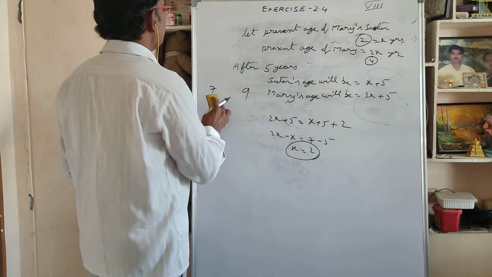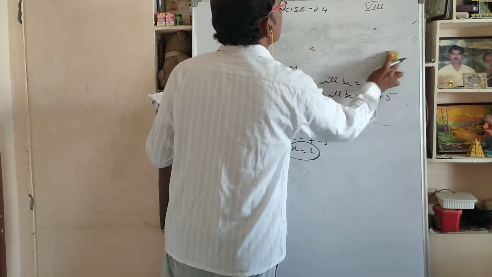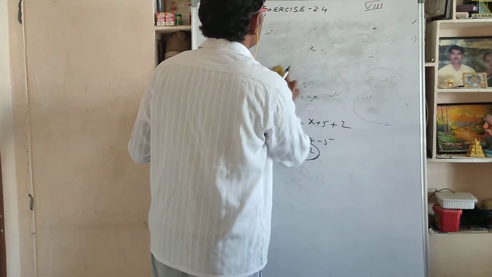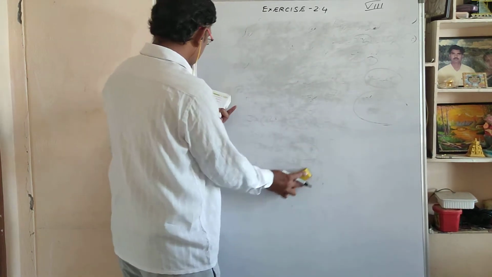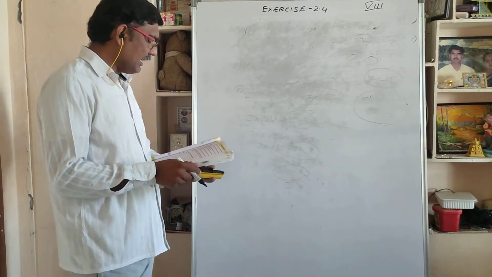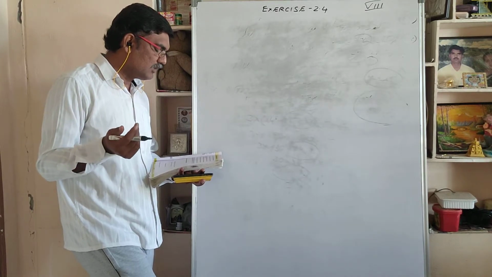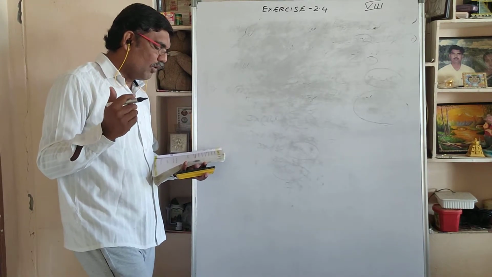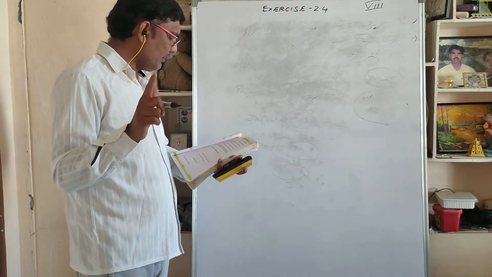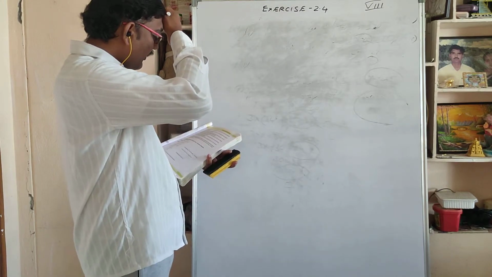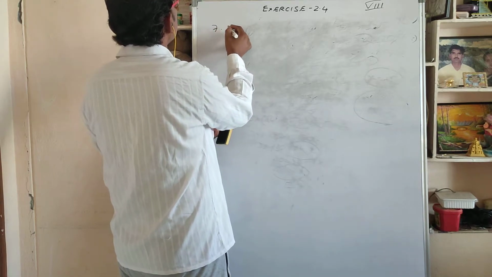Now we'll go with the 7th problem. See once, 7th problem. In 5 years' time, Reshma will be 3 times old as she was 9 years ago. How old is she now? Here, 2 persons are not there, only 1 person is there. So here what you have to do is, let the question number is 7th one.